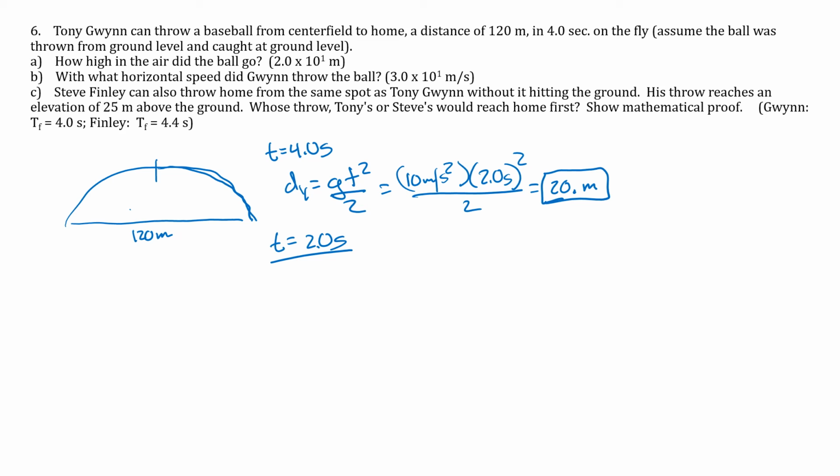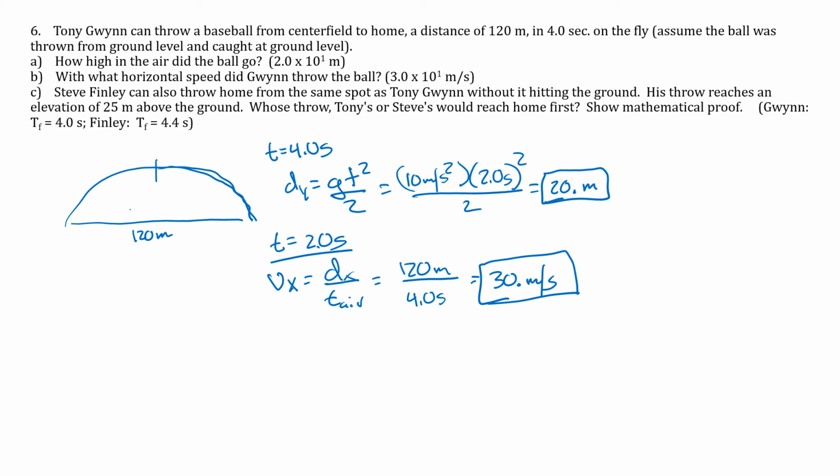Now, the next question is, what is the horizontal speed of the ball? That's our Vx. And Vx again is always just dx over t air. We were told dx is 120 meters, and we were told the time in the air was 4 seconds. So nice and easy, 30 meters per second for my horizontal speed.